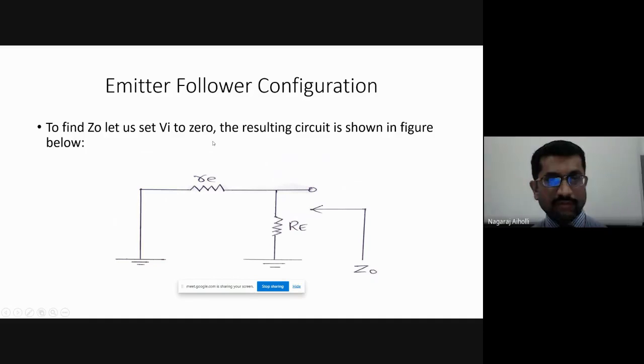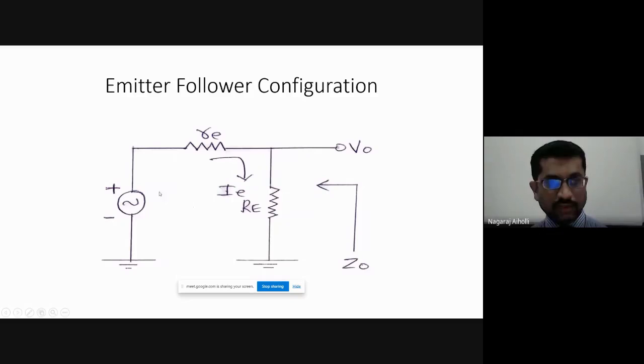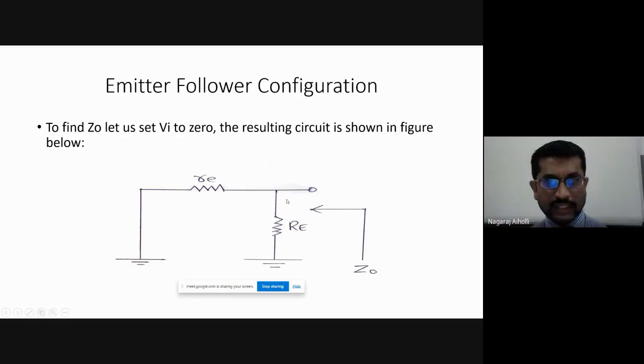To find Z naught, let us set Vi to 0. The resulting circuit will be as shown here. If we short circuit Vi to 0, then the resulting circuit will be small re in series with capital RE. But there is a node here, so it is not series. Actually, it is a parallel combination of small re and capital RE because there is a node with the output voltage V0 here. The output voltage V0 is across capital RE, and the output impedance is Z0.